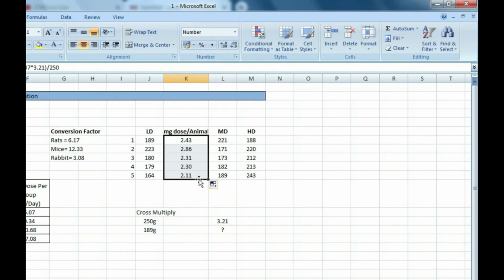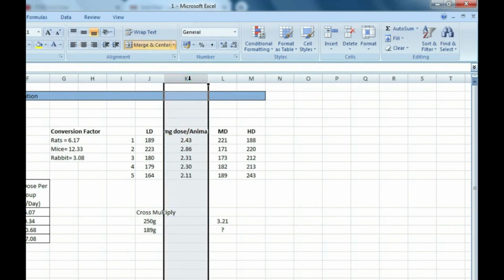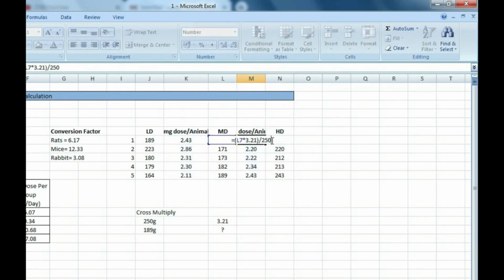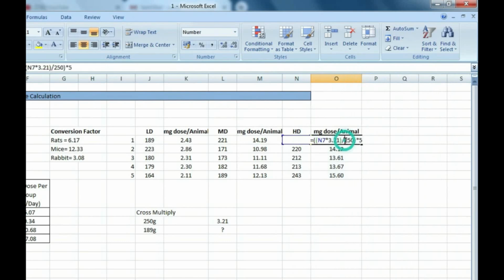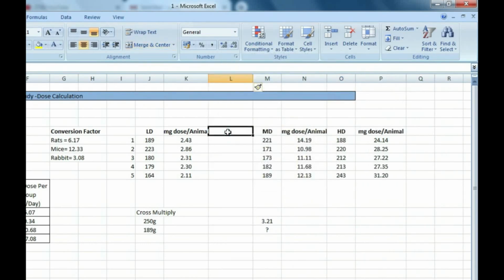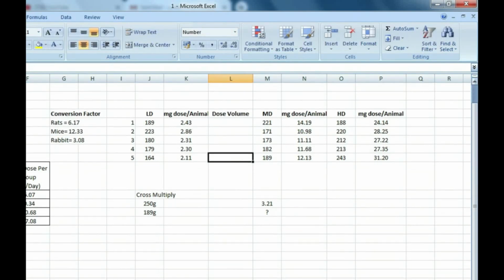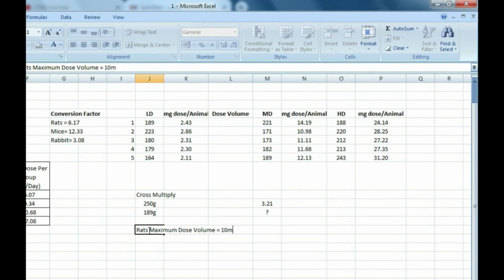Now like that we have to calculate for the median dose and for higher doses too. And lastly we will calculate the dose volume for all these animal weights. Now we will insert a column for dose volume here, and we will calculate the dose volume. Suppose 10 ml per kg is the dose volume mentioned in OECD guidelines. So accordingly we are taking the dose volume as 10 ml per kg.